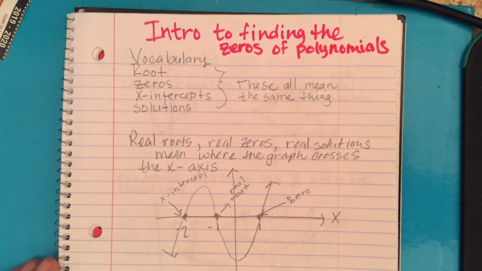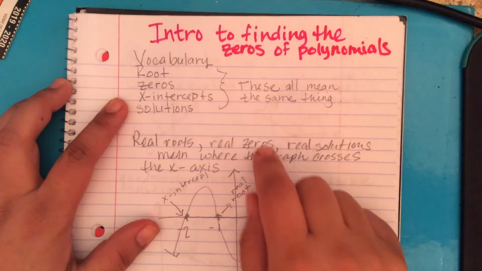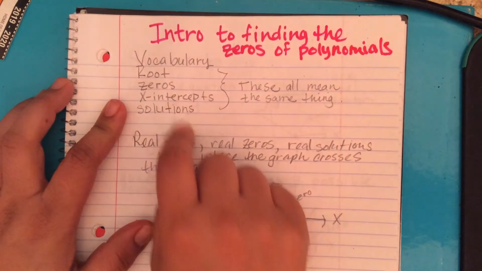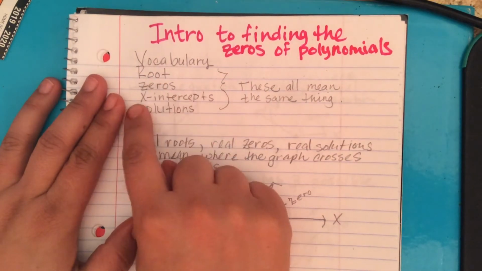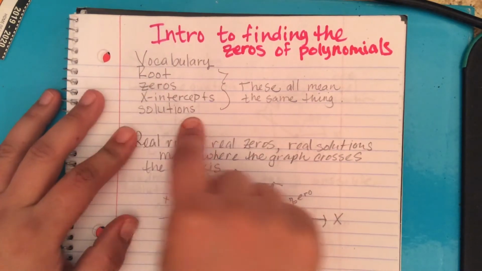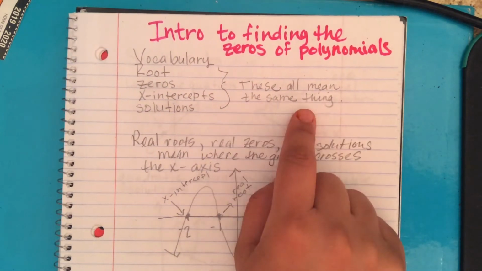Okay, so before we start actually finding the zeros of polynomials, I want to give you a brief introduction of vocabulary. Whenever you're asked to find the roots, find the zeros, find the x-intercepts, find the solutions, find the answers, these all mean the same thing.